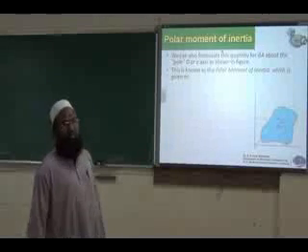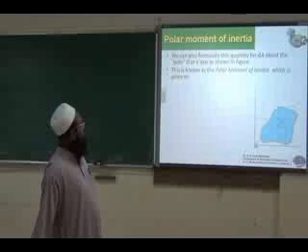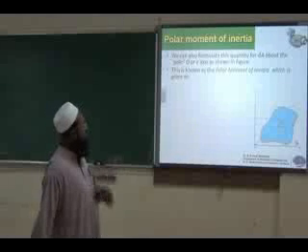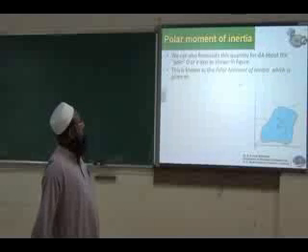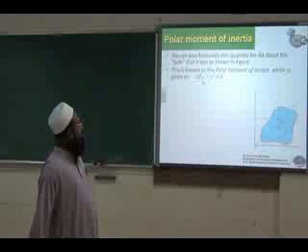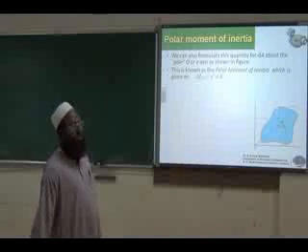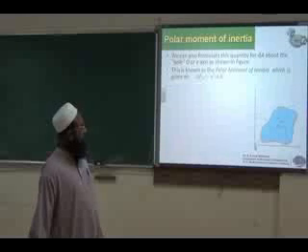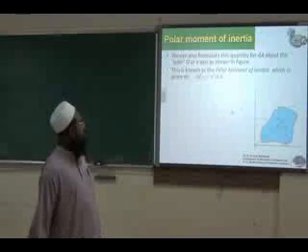Another moment of inertia is known as the polar moment of inertia. We take the moment about the pole O, or we can say about the Z axis. Instead of the X and Y axes, we consider the moment about the Z axis. This moment about the Z axis is known as the polar moment of inertia. It is given by dJO, which is r square dA. r is the distance connecting the pole O and the position of the differential element dA. So this is r square dA.